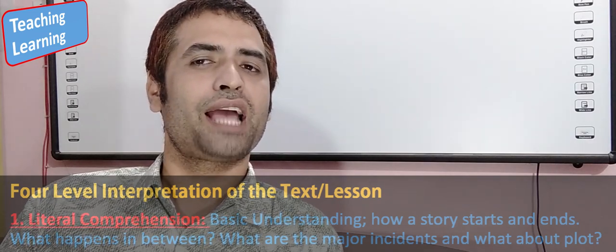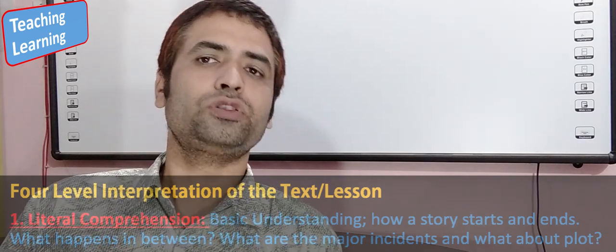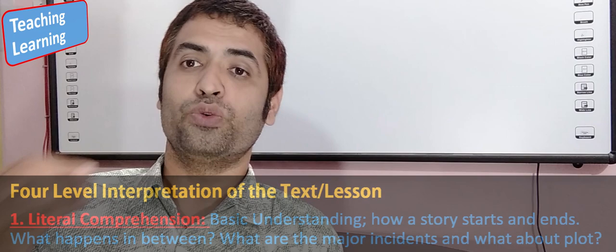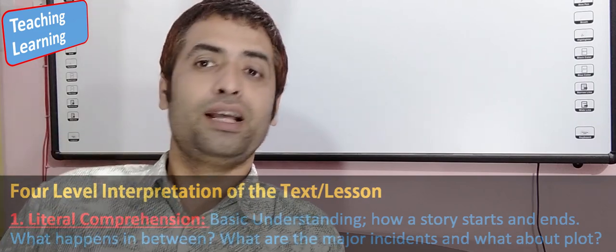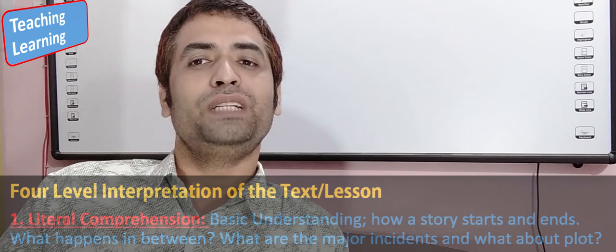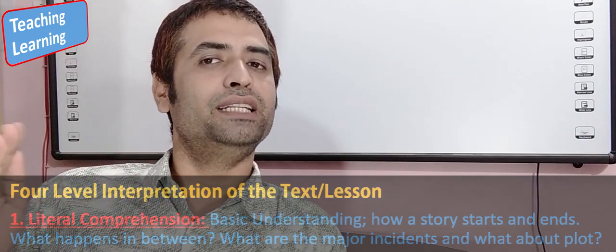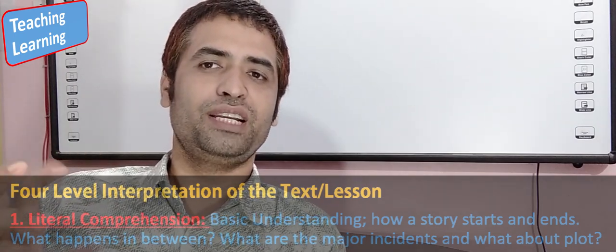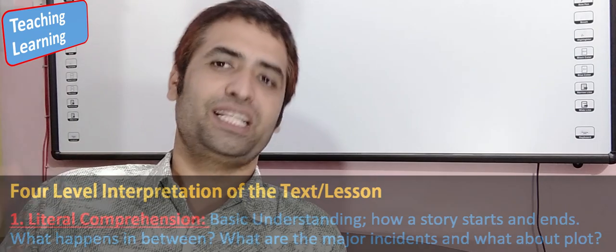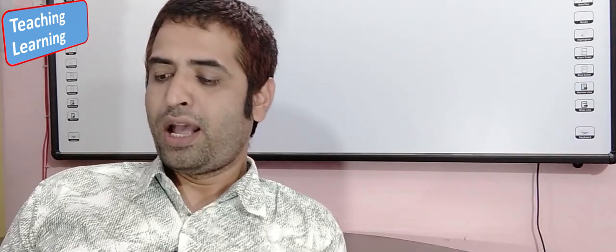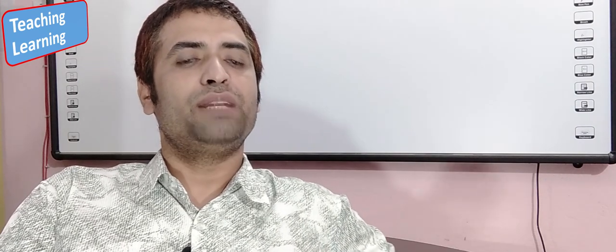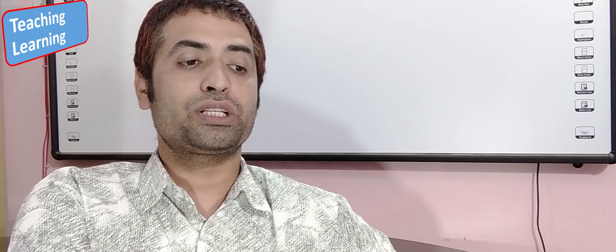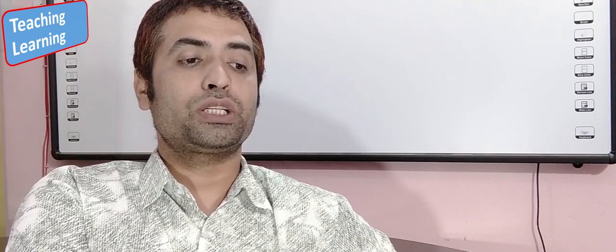For example, it's something like what happens in the newly released movie of Amitabh Bachchan. That's the main issue. And then in between the beginning and end, we try our best to highlight some of the major events and incidents which are in the text. Let's check how we do the four levels of interpretation over here, starting with literal comprehension.